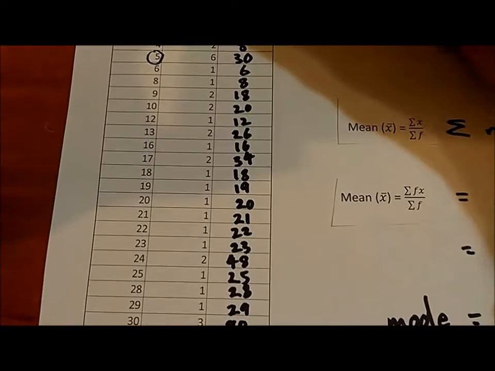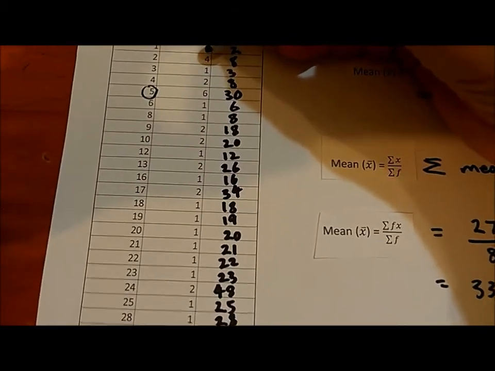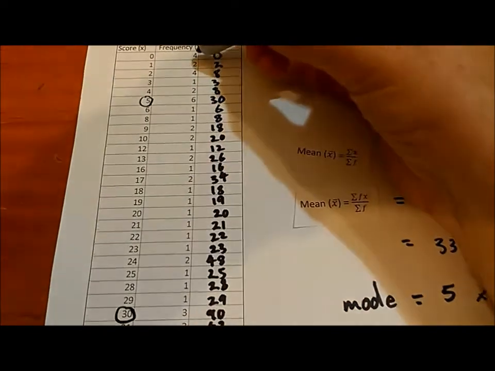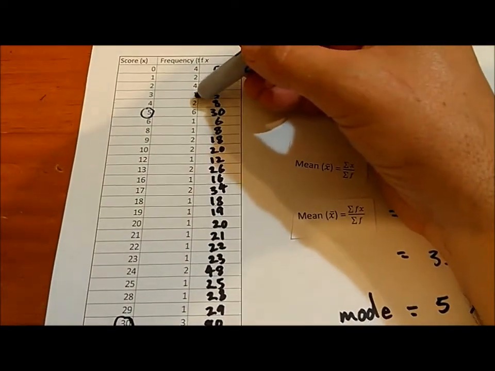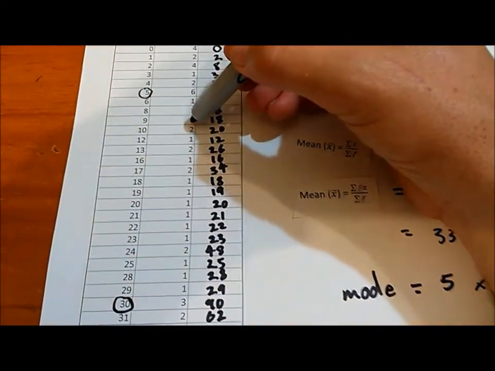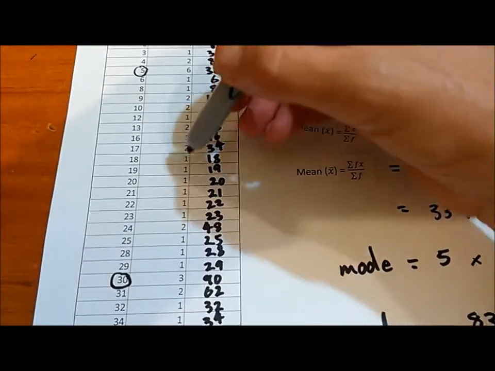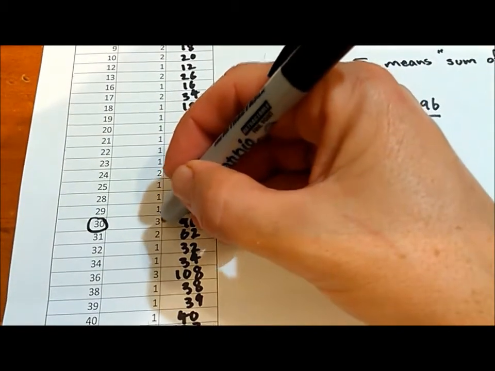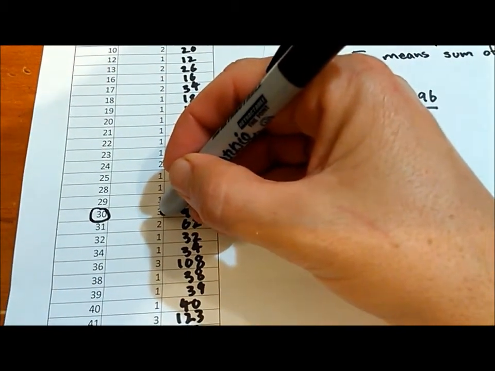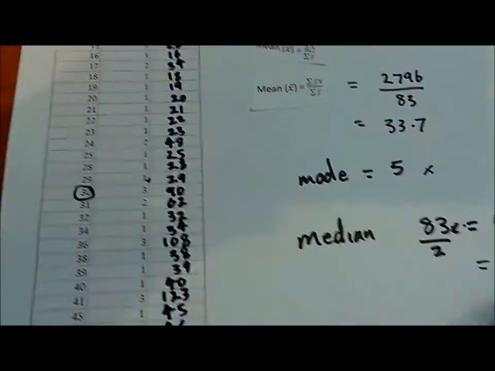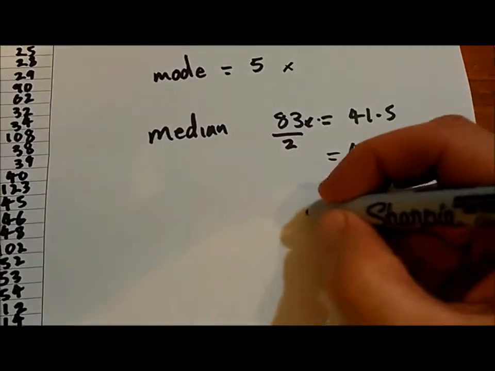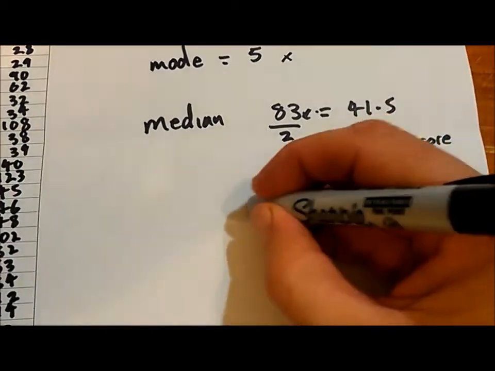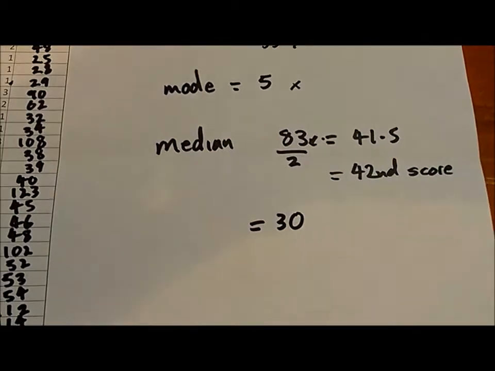So rather than having to put them in order, I'm just going to count down this frequency column until I get 42. I'll just do that quickly. Okay, so I've just counted down here, adding up, going 4, 6, 4, 11, 13, 19, 20, and so on, adding up the frequencies as I go. And I got down here, and this is 41 right here. So the 42nd score must be the next one, which is 30. So for Shane Watson, his median, the 42nd score, is equal to 30.